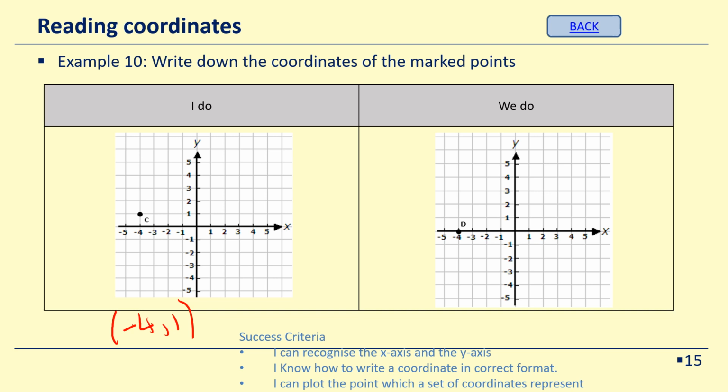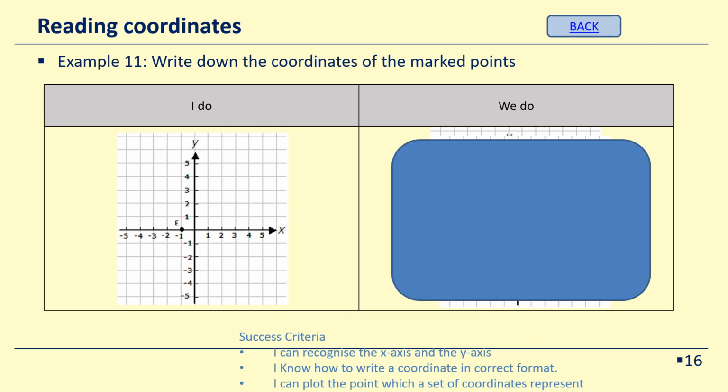Okay, if you haven't paused the video, pause it before I give the answer. So the answer is minus 4, 0. So you're going back 4, but you're not going up or down. Okay. You have a go at this one. Sorry, this one is back 1, but it's not going up or down, so it's -1, 0.